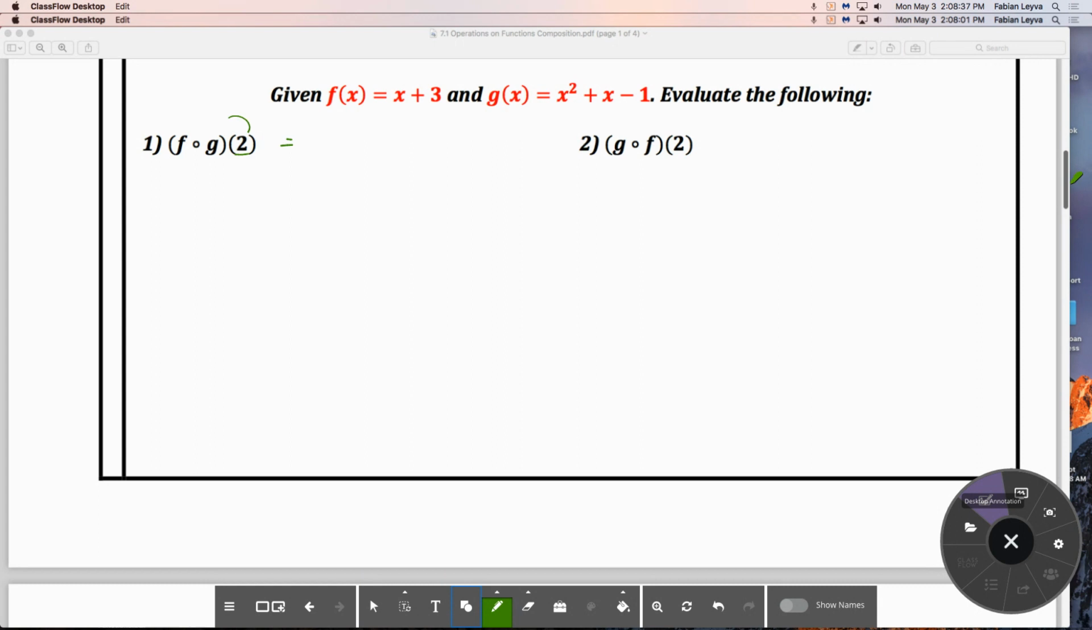I take that 2 and I'm going to plug it into the g function. So what you're literally going to find is just g of 2. Whatever that equals, whatever g of 2 is equal to, you're going to plug it into the f function.